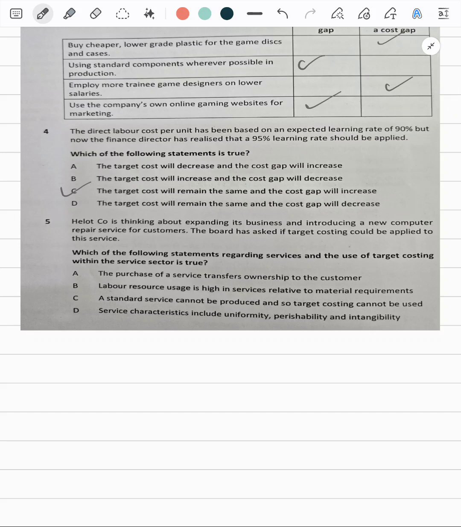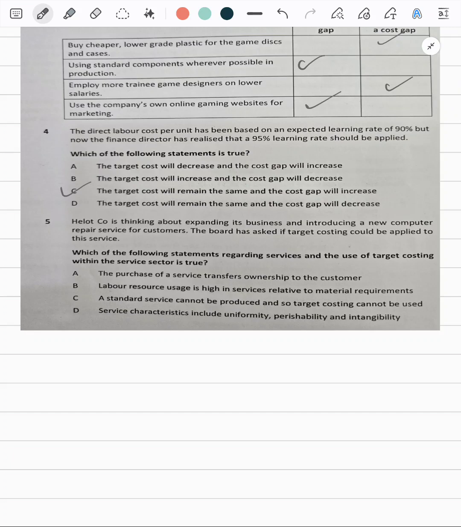Labor resources usage is high in service relative to the material requirement. Yes, this is definitely true. Do we have to select one or two statements? I think only one. For me, I think B is the answer, but let's read further. A standard service cannot be produced, so target costing cannot be used. This is not actually true. It makes it difficult to apply in the service industry, but it is not impossible.